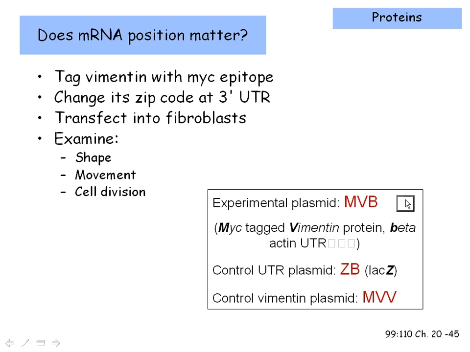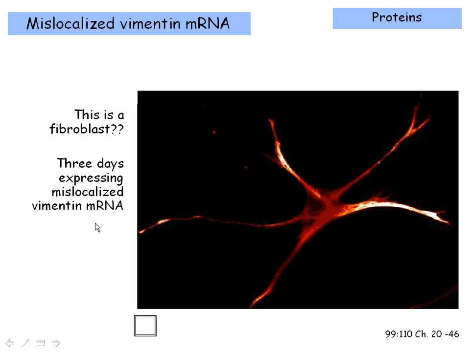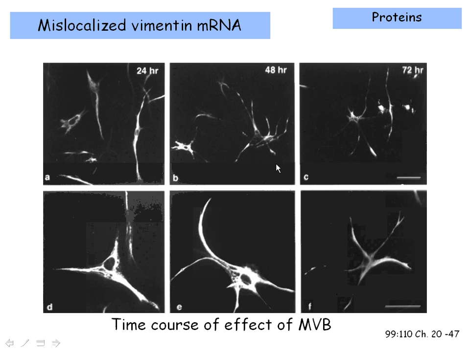And I think this is just to go back. Oh, well, there we go. So this is an example of a fibroblast. This is not a neuron. This is not a glial cell. Three days after expressing a mislocalized messenger RNA has done this to the cell shape. This is just a little zoo showing you how distorted and strange the cells can get with expressing. All we've done here is to express it in the wrong place.